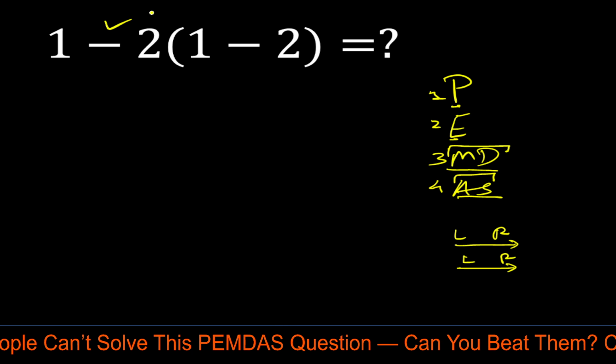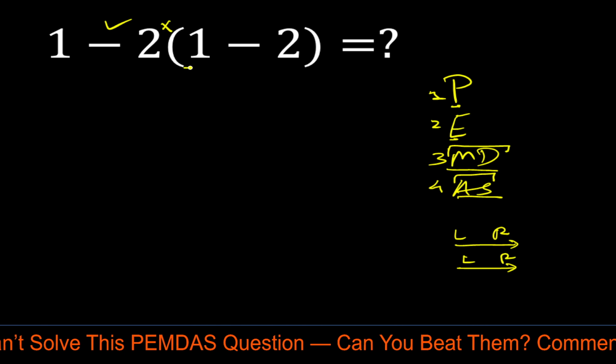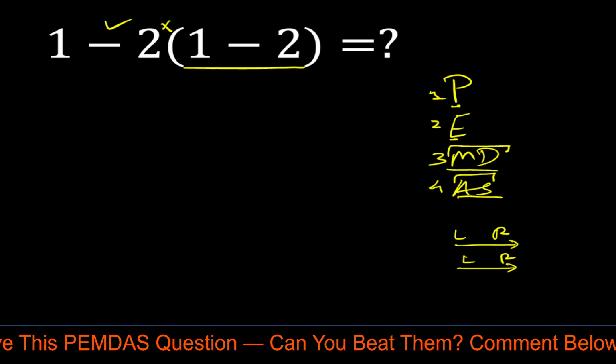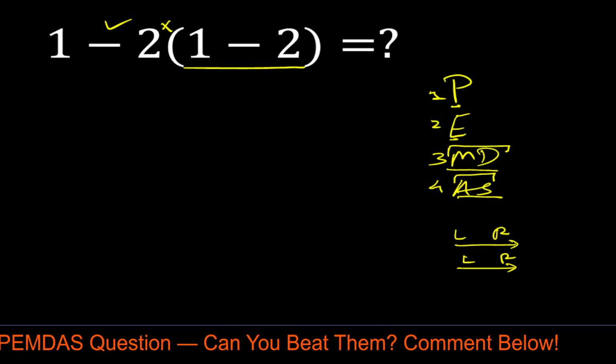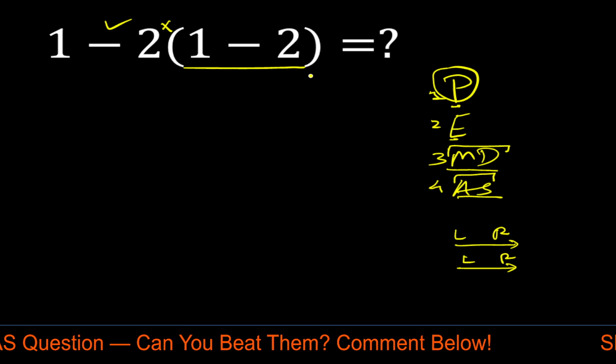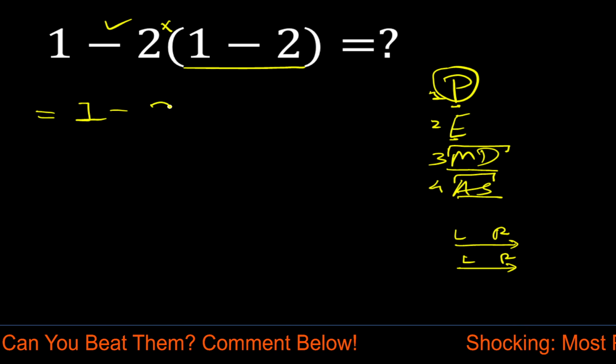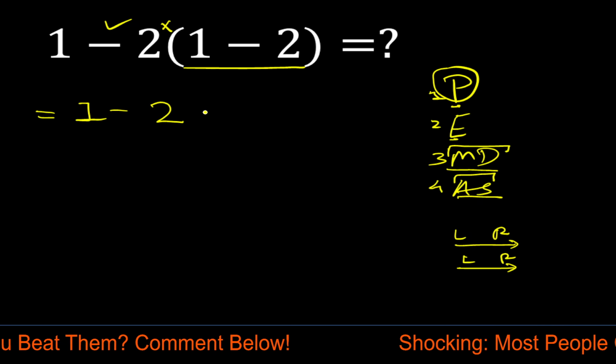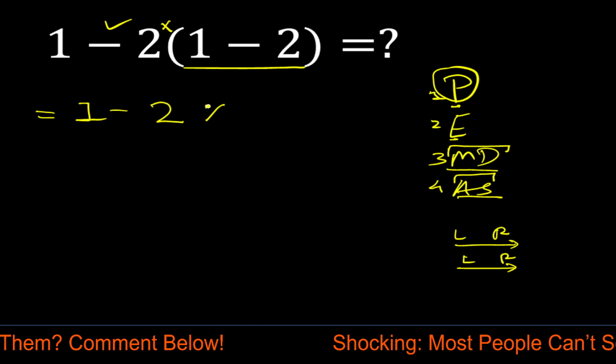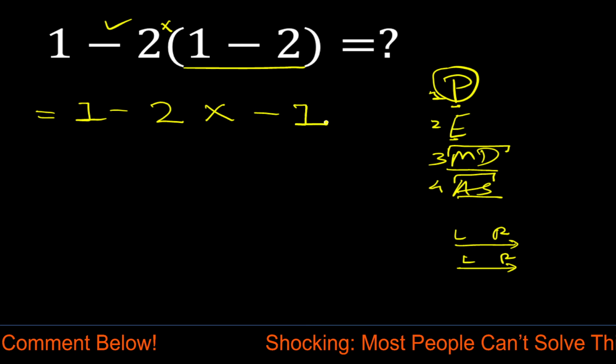So in this question, here we have subtraction, here multiplication, and here we have one parenthesis, right? So according to the PEMDAS rule, first we have to solve the parenthesis. So now 1 minus 2. Now solve this parenthesis. 1 minus 2 is equal to minus 1. So times minus 1, right?